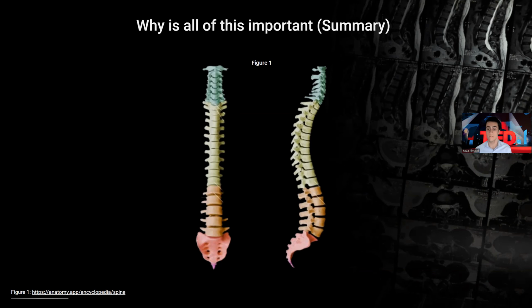Scoliosis affects 2 to 3% of the population here in the US. That makes up around 9 million people that are affected by scoliosis on a daily basis. To put this into perspective, that can fill up Levi's Stadium 88 times.